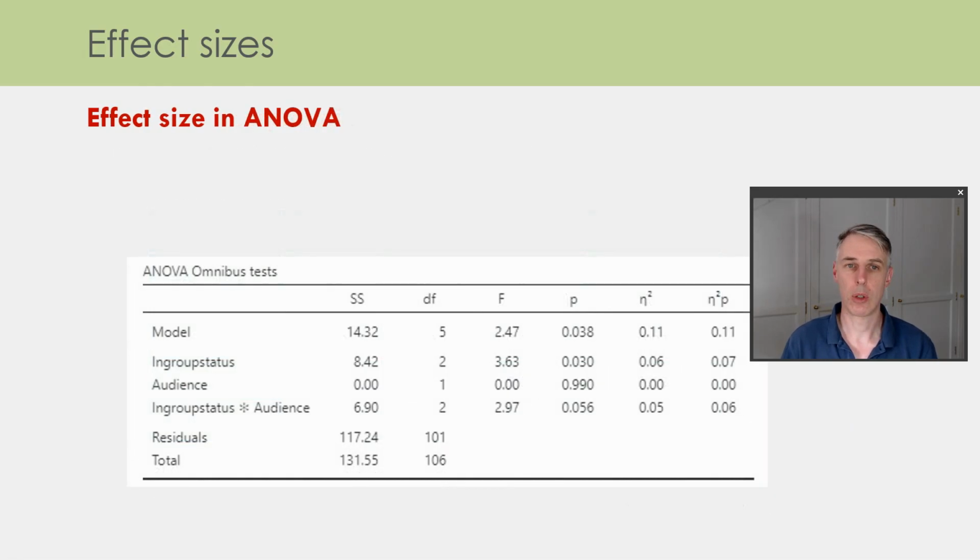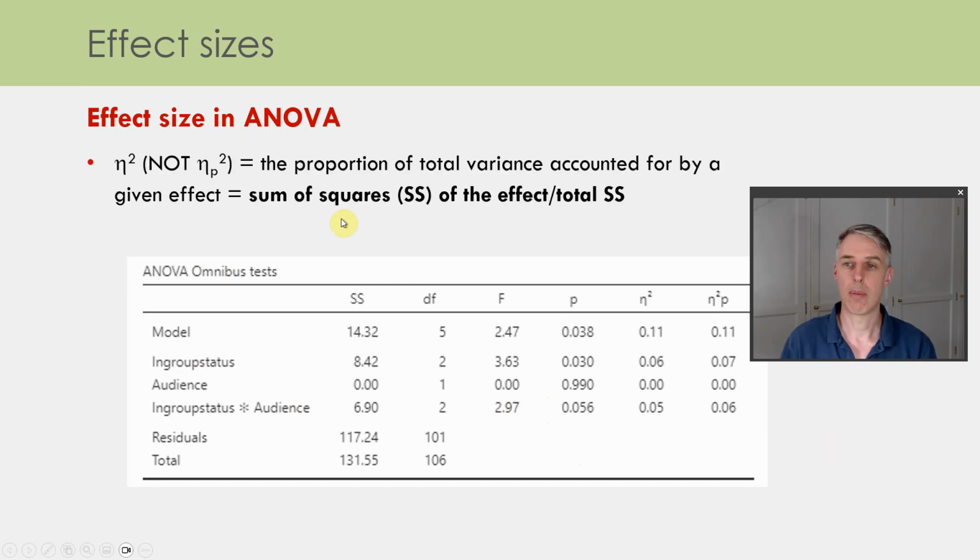So I'm going to close off by looking in a little bit more detail at effect size in analysis of variance. This is the output table, again, that I showed you earlier. Let's look first at eta squared and how it's actually calculated from the values that we have in this table. I'm not talking here yet about partial eta squared, but rather about eta squared, which is this column here. And eta squared for each of these effects is simply the proportion of the total variance accounted for by a given effect. In other words, it's the sums of squares of the effect divided by the total sums of squares.